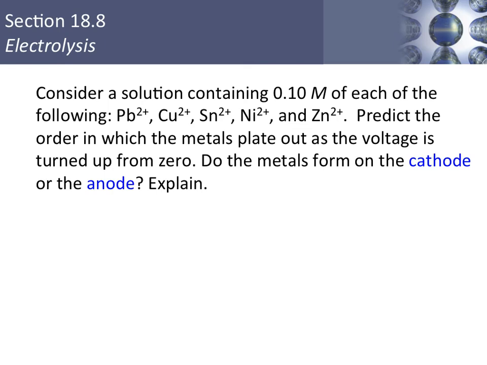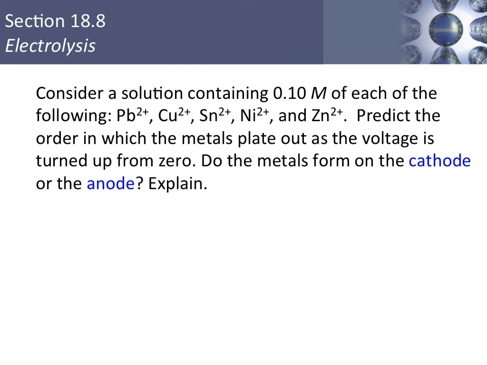Now let's talk about electrolysis if we have a mixture of ions. Let's say that we have 0.10 molar of each of the following ions. We're going to predict the order in which the metals will plate out as our voltage is turned up from 0, so as we're applying an electric current. Do these metals form on the cathode or the anode? And explain.